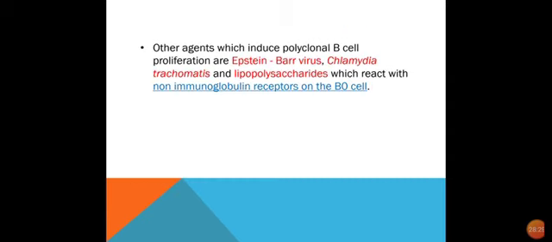Other antigens or other agents which induce polyclonal B cell proliferation are Epstein-Barr virus, Chlamydia trachomatis, and lipopolysaccharides, which react with non-immunoglobulin receptors on the B0 cell.